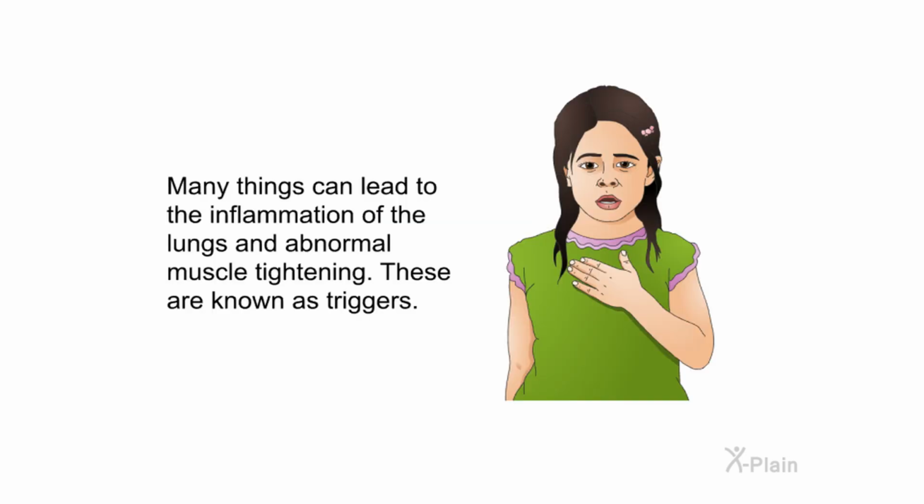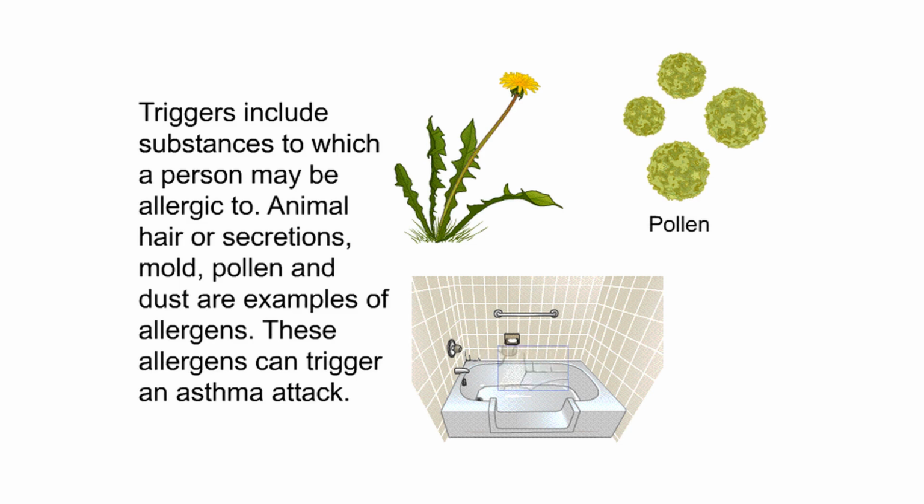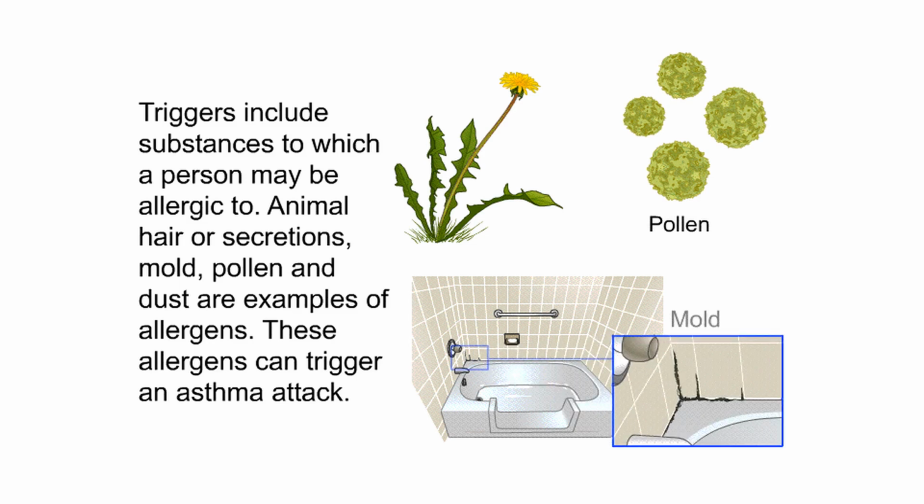Triggers. Many things can lead to the inflammation of the lungs and abnormal muscle tightening. These are known as triggers. Triggers include substances to which a person may be allergic to. Animal hair or secretions, mold, pollen, and dust are examples of allergens. These allergens can trigger an asthma attack.